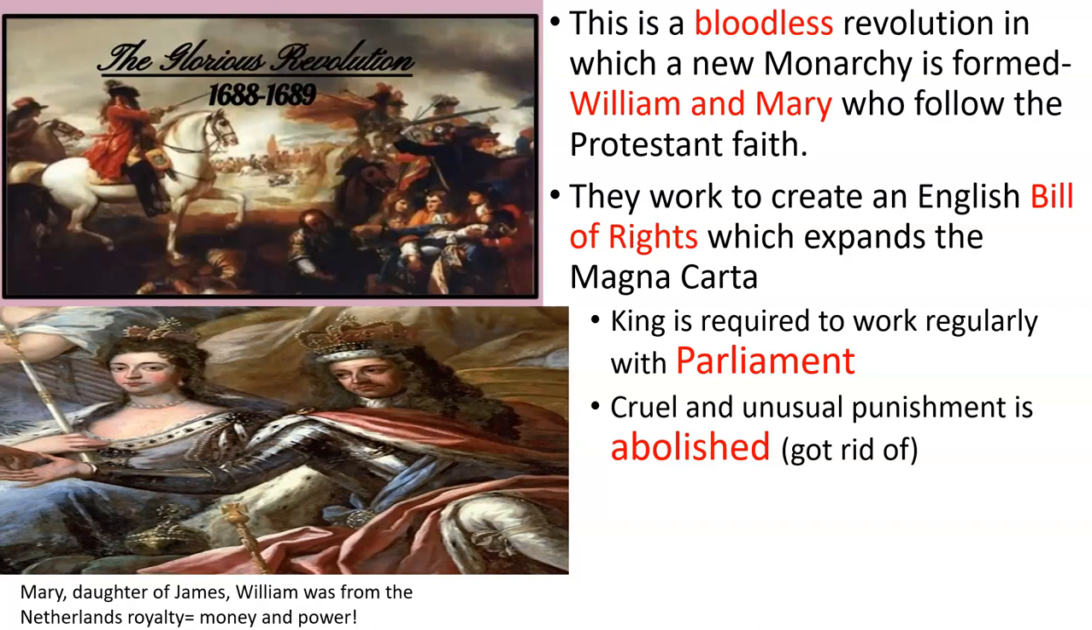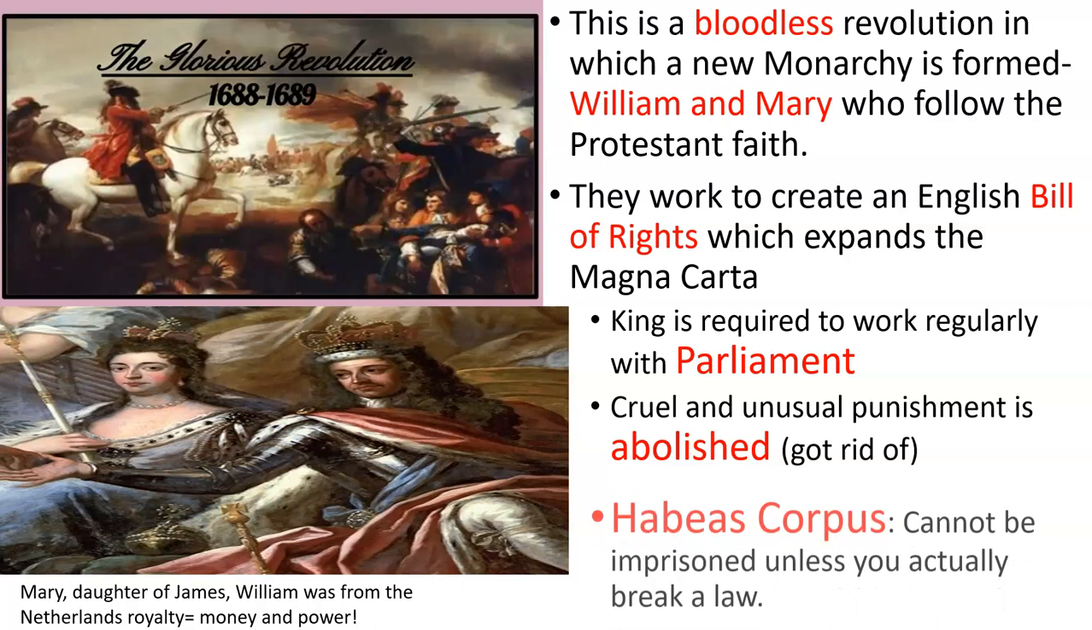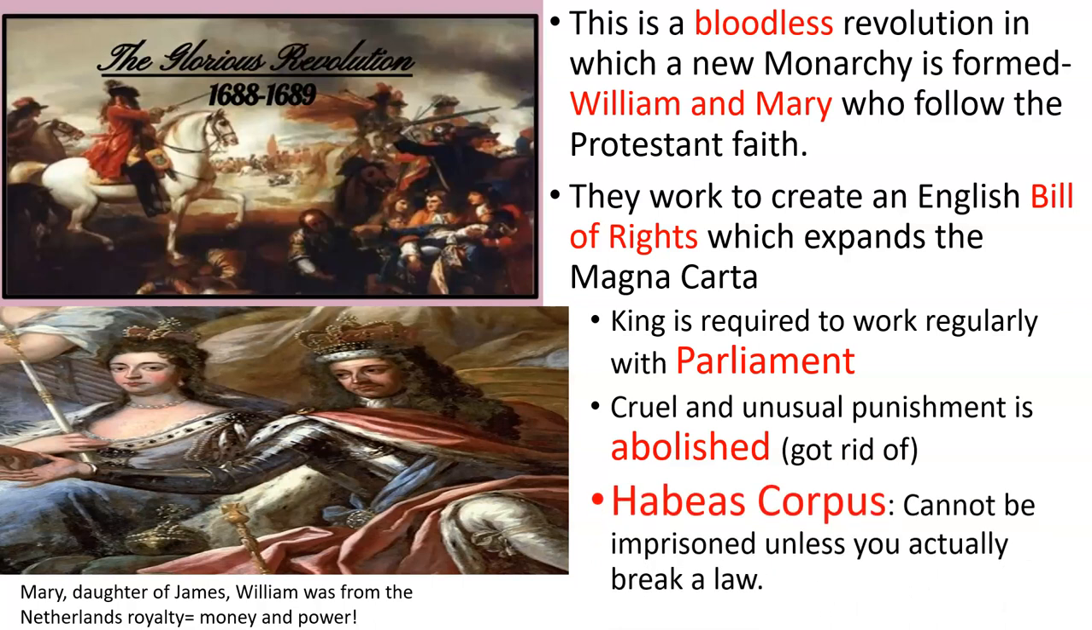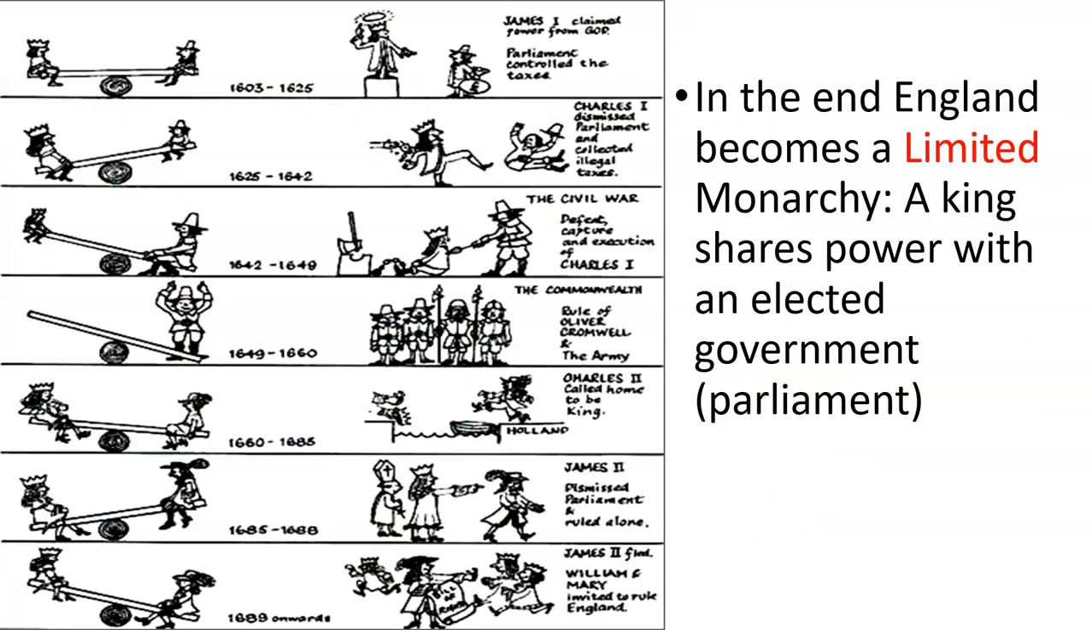For example, no cruel and unusual punishment like the, you know, Spanish Inquisition would do. They also do something where they grant habeas corpus. You can't be in prison unless you break the law. So you actually have to physically break the law. We can't just throw you in jail because we think you broke the law or because I don't like your face. Okay. This is a big, big moment where the people are getting rights in England. We call this moment a limited monarchy. Okay. Where the king is literally sharing power with the Parliament.